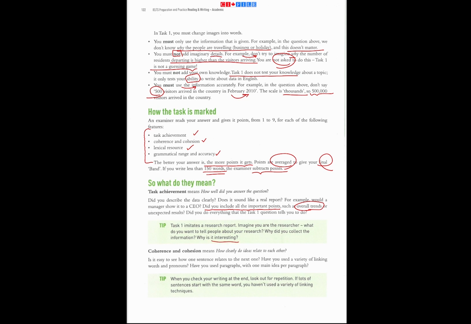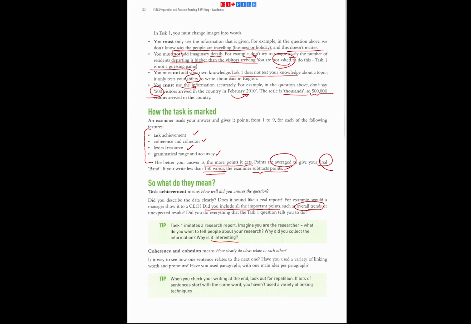Coherence and cohesion means how clearly do ideas relate to each other. Is it easy to see how one sentence relates to the next one? Have you used a variety of linking words and pronouns? Have you used paragraphs with one main idea per paragraph? Listen to my tip for you. When you check your writing at the end, look out for repetition. If lots of sentences start with the same word, you haven't used a variety of linking techniques.